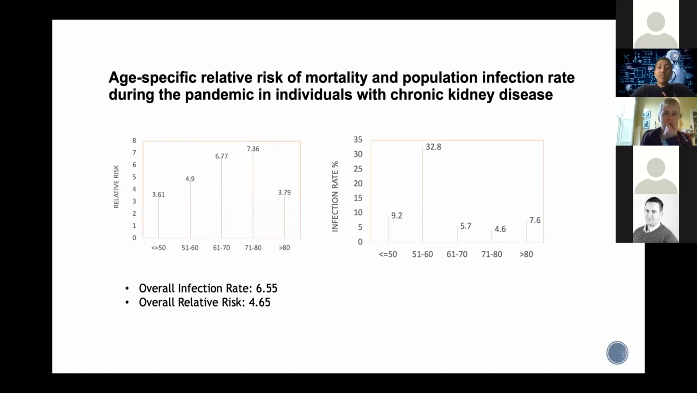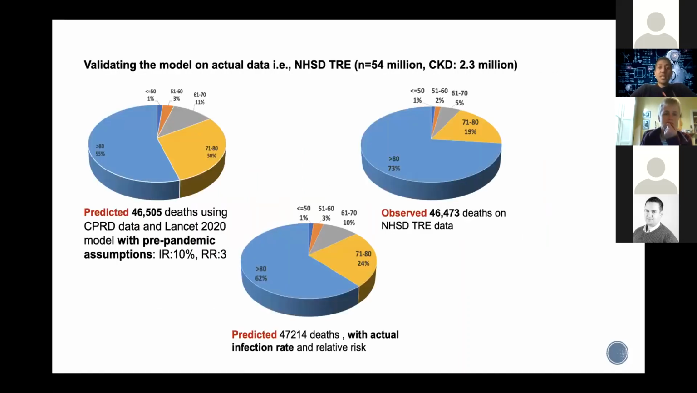And we observed that what was predicted by our model was very close, both in terms of absolute number to the real data, and also in terms of the distribution of age group for those people who died because of coronavirus.